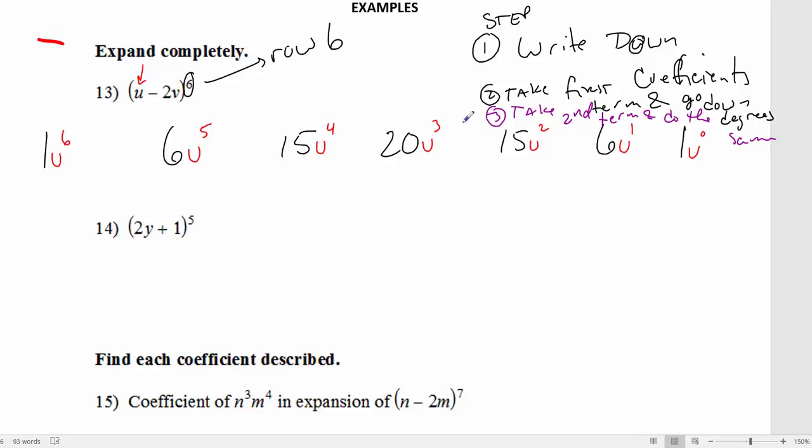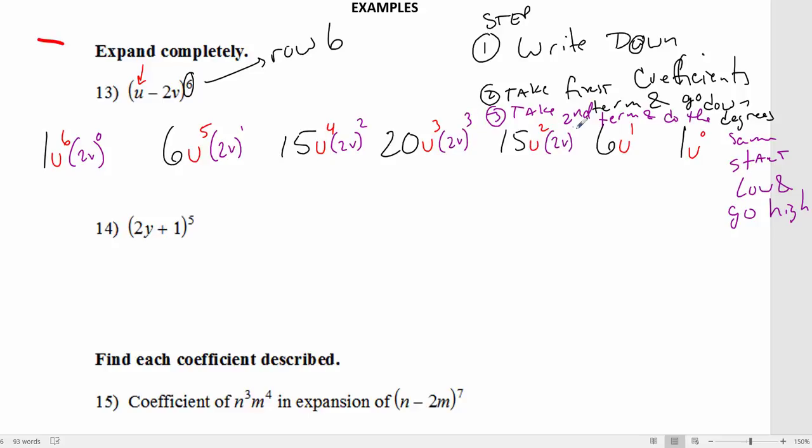Let's do the same now. But we have to start low and go high. What I mean by that is this. So 2v. I'm going to take 2v, and this is going to be low. So what's low? 0. This one here is then a 1. This one here is a 2. Then I have a 3. Then I have a 4. Then I have a 5. And I have a 6.